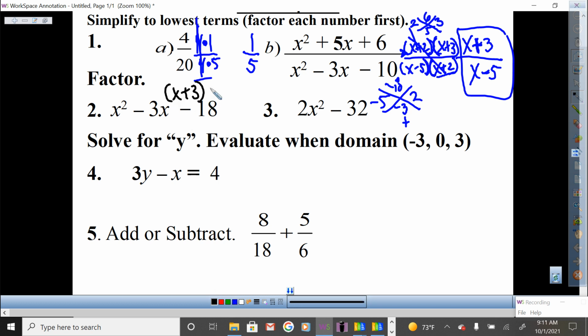Number 2. Alejandro. X plus 3. X minus 6. Hands if you got that. Alright, pass to someone. Hector. First, what's GCF? 2, and you're left with x squared minus 16. And what is this? Close. X plus 4, x minus 4, and the GCF. Hands if you got that. Okay, good.